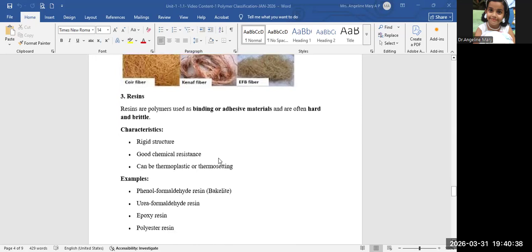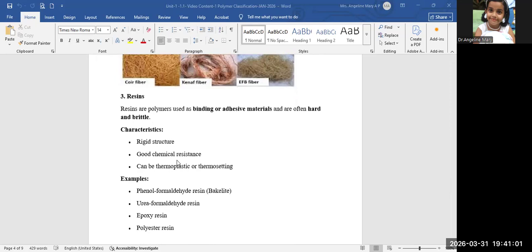Then the third classification is resins. Resins are polymers used as binding or adhesive materials. They stick onto a wall, or stick onto paper, whatever it may be. They are binding or adhesive materials and are often hard and brittle.